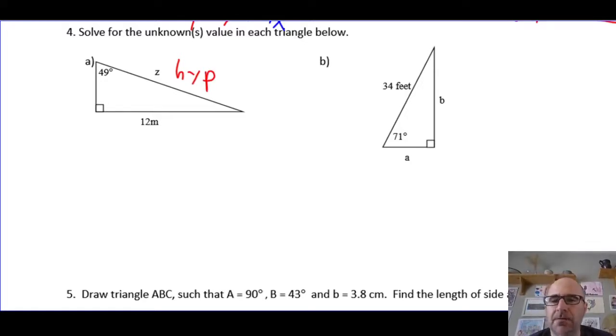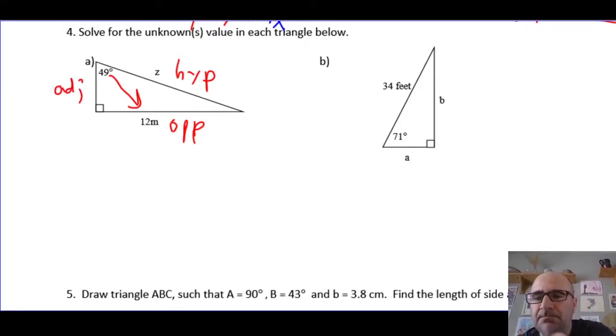Now 12 is opposite the angle we're given. It's the opposite side here because it's across from the 49 degrees. If we were dealing with the angle in the bottom right, then it would be the adjacent side. Now the angle on the right here is 41, so you could actually work with this angle, but I'm going to work with the 49 though. And finally, this side here must be the adjacent.